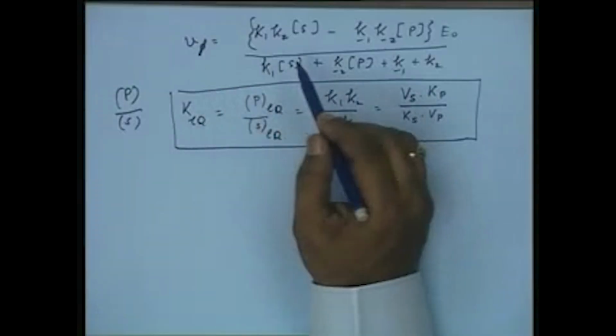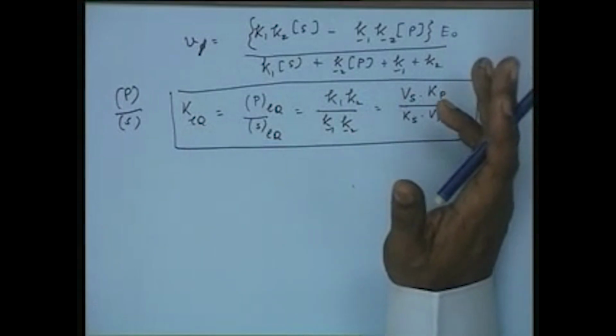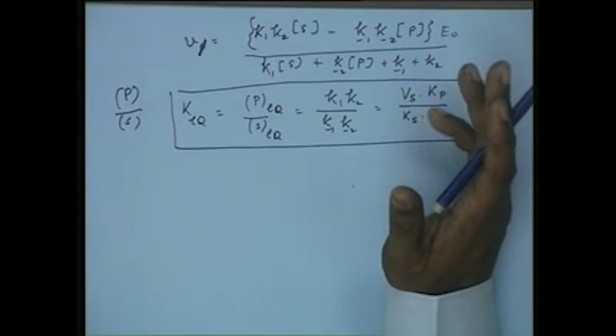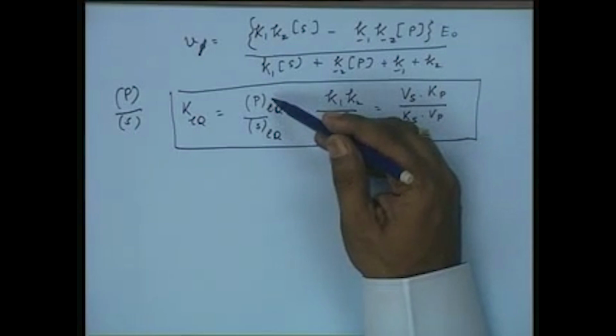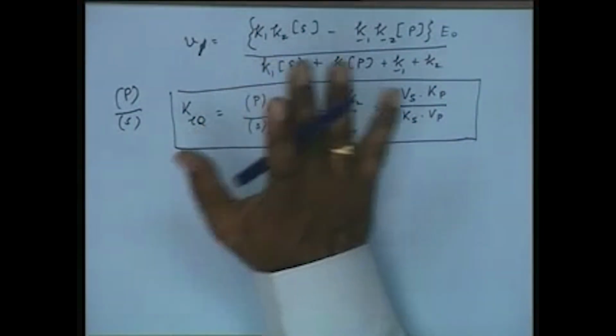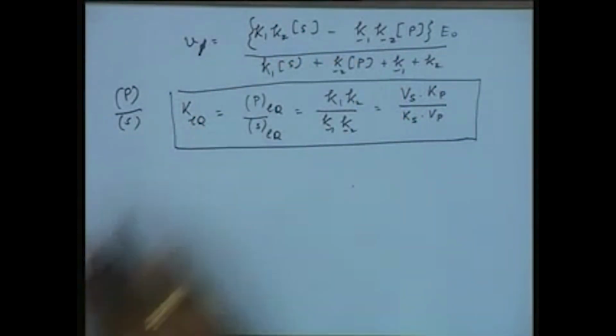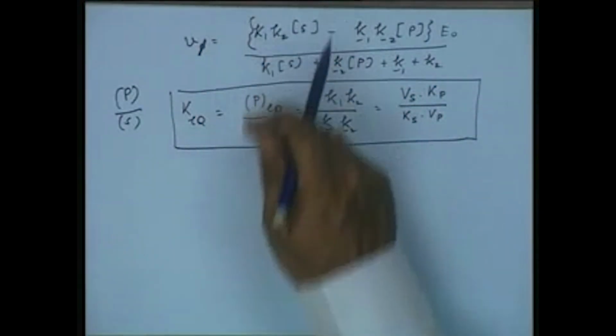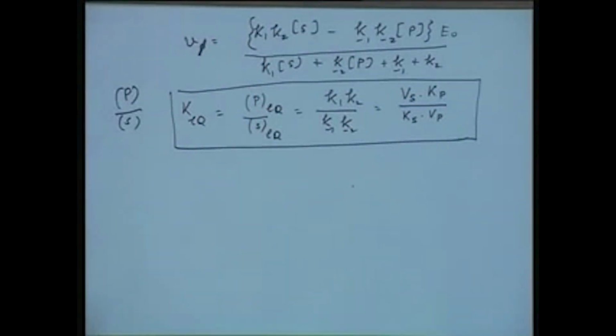You can arrive at this by putting V equal to 0 and solving it to determine the value of P equilibrium. At equilibrium the reaction rate will be 0, and I leave it to you to develop this. I don't think it will be a very difficult task.